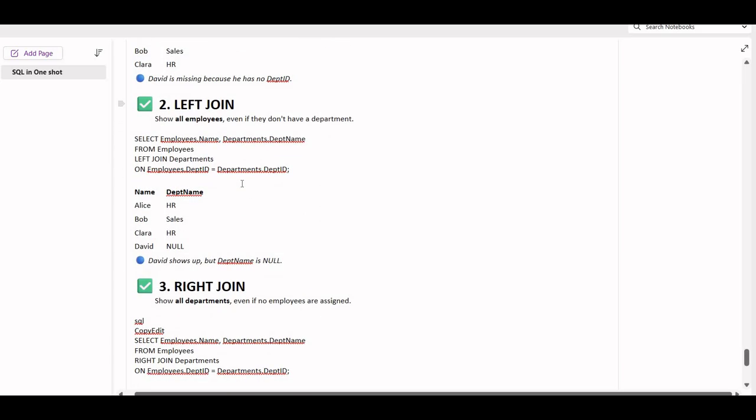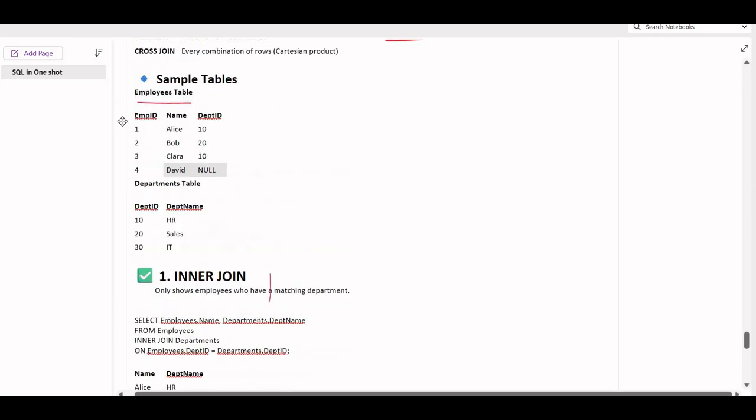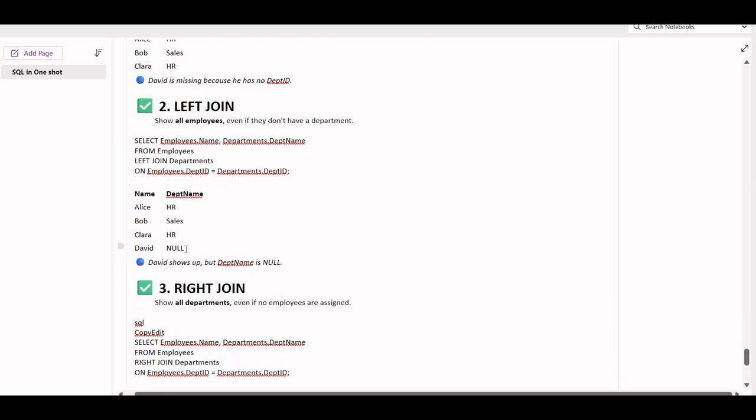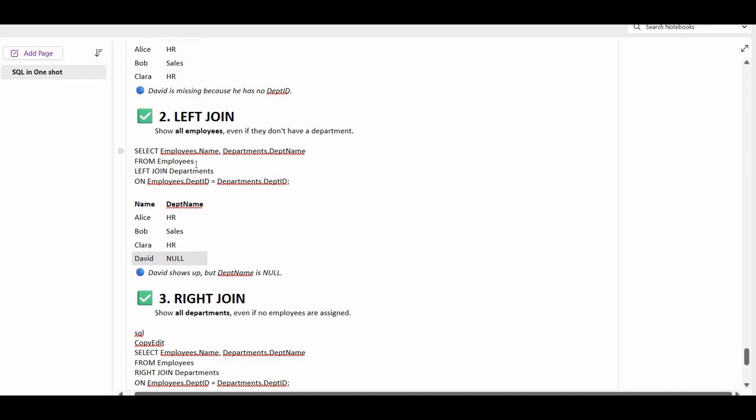The next is left join. As I said, that shows all the employees even if they don't have a department ID, because it gives all the rows which are there in the left table and also the matching ones from the right. See, it even gives David because it is a left join, and the left table here is the employee table. So it gives all the rows and columns from the left table and only the matching rows from the right table.